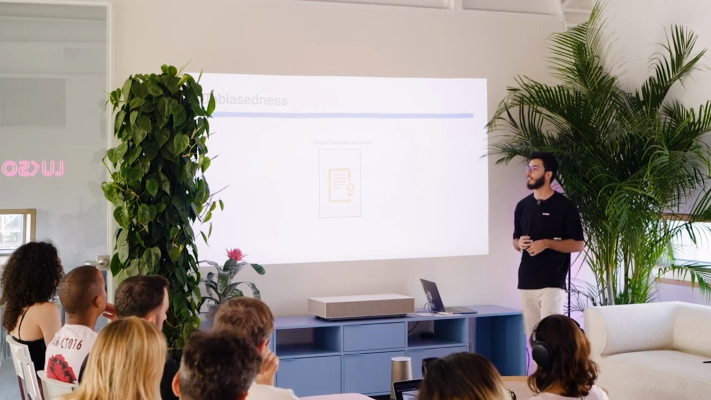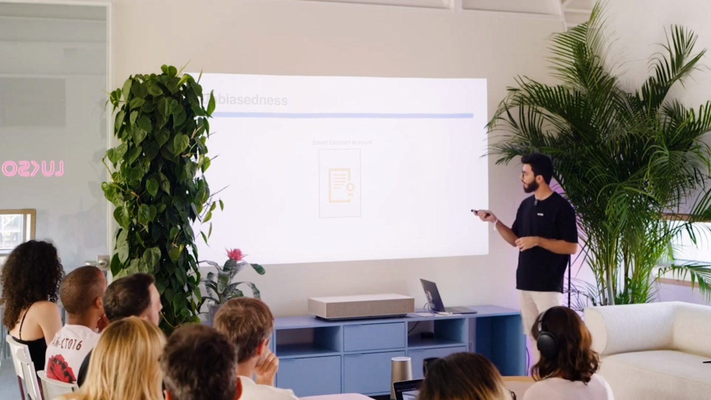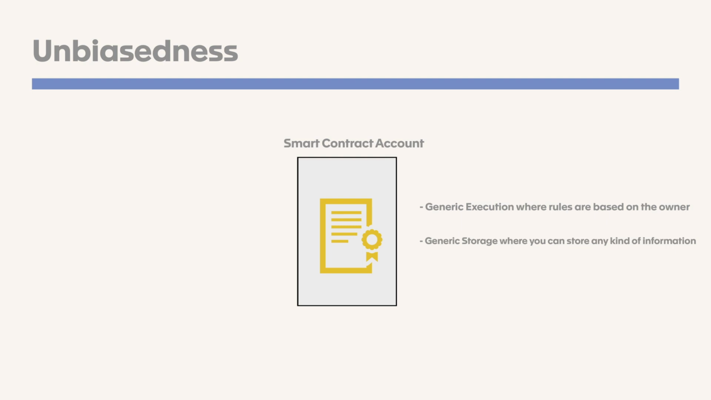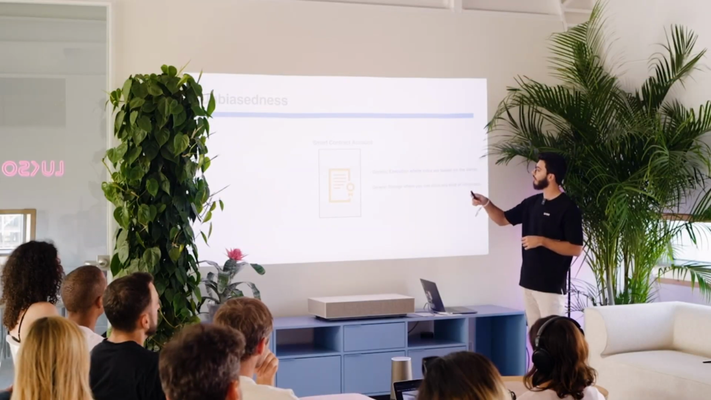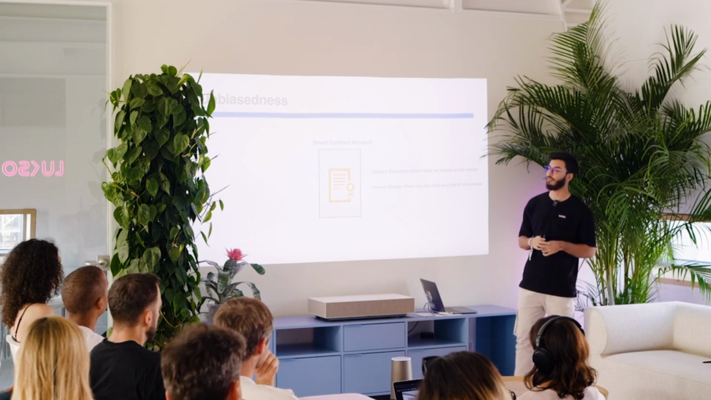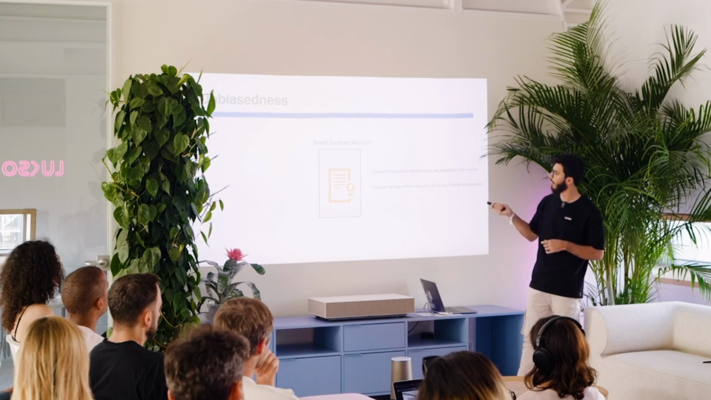It's a multisig by design. Even if you have just one owner, it's still a multisig. So unbiasedness is just having an account that is a generic executor, where rules are based on the owner, not in the account itself, and a generic storage where you can store any kind of information. So you can store information in the account and have an owner that is influenced by this information. You can store permissions in the smart contract account and have an owner that tracks these permissions and checks who is allowed to execute or not.